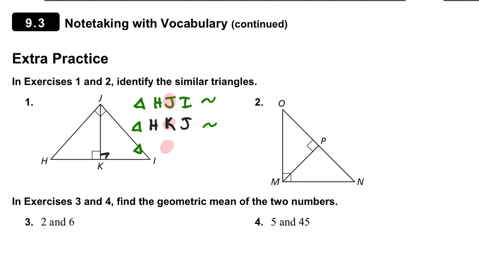Now let's go to the smaller triangle on the right. My right angle is K. My I, because of the reflexive property, is going to stay the same measure as I. What's going to be left is my J. So here are my three triangles that are similar to each other, written like a similarity statement so that all the parts that correspond line up correctly with each other. I'm going to skip number 2.